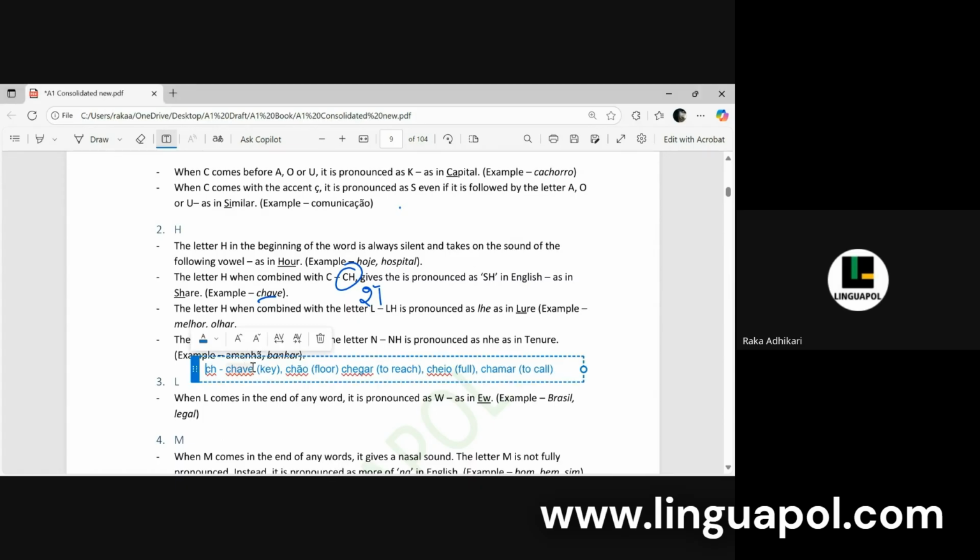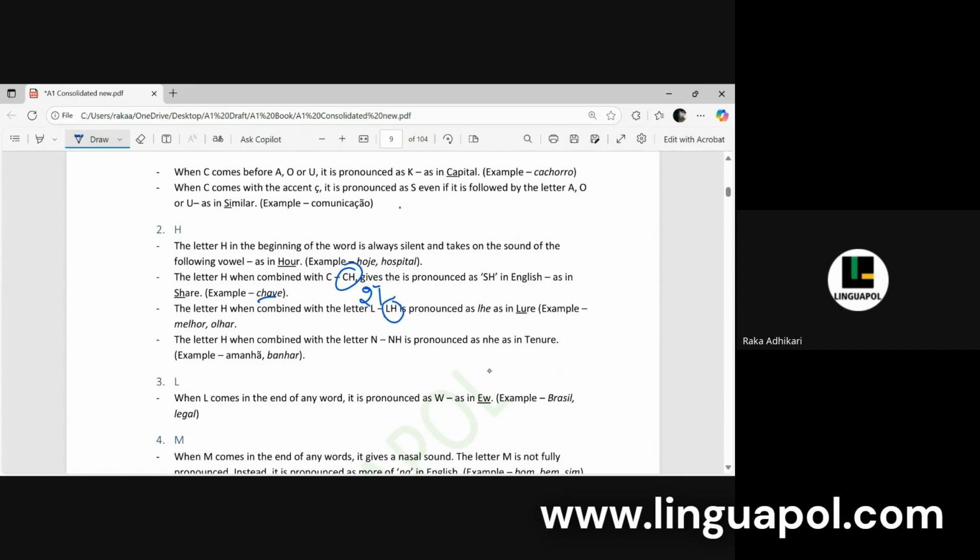Okay, let's move on to the next combination. That is the combination of LH. So wherever we have the combination of LH, the sound is like half l, half y. The examples we have here, like the word melhor. So it will be pronounced like this, melhor. Then olhar. Just like we have learned olho, olho. So here the LH sounds like half l, half y, olho.